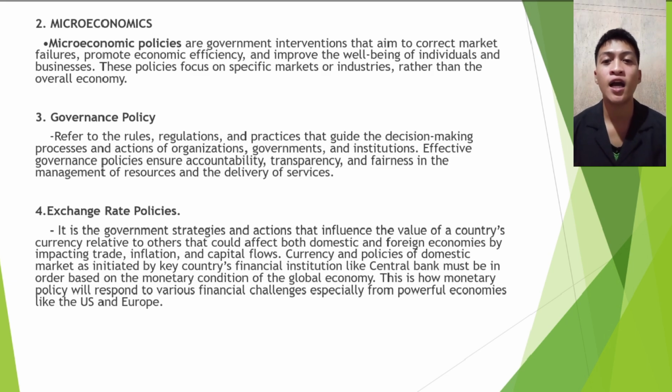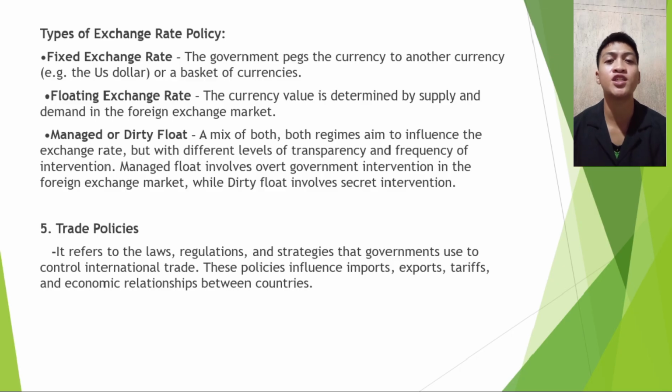Exchange rate policy has three types. This section describes how a country sets the value of its money or currency against other countries. The first one is fixed exchange rate, meaning the government makes the value of its money stay the same by linking or pegging it to another currency such as the US dollar.